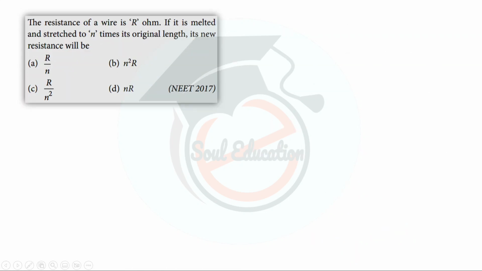Right. Now the next problem is based on resistance. The resistance of a wire is R ohm. So I take one wire which has resistance R, length L, and area of cross section A.